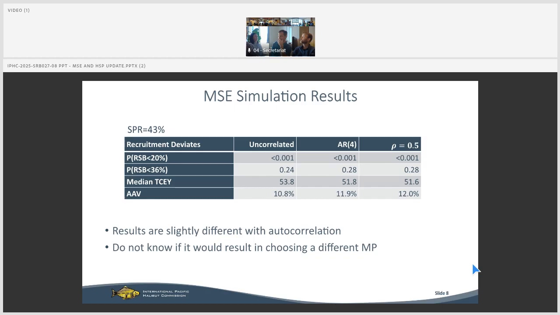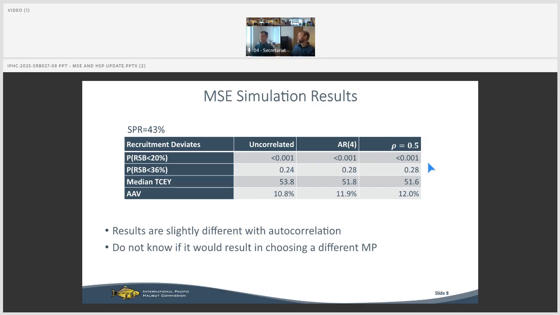from the MSE. Now, I should have marked it on this plot, but the first 2 rows, the probabilities of the relative spawning biomass, both of those are long-term performance metrics. So they're calculated, I think, 50 years into the simulation. Actually, these are calculated 60 to 70 years into the simulations. So the autocorrelations had a long time to come in. The PDOs had time to stabilize, and those are the results.